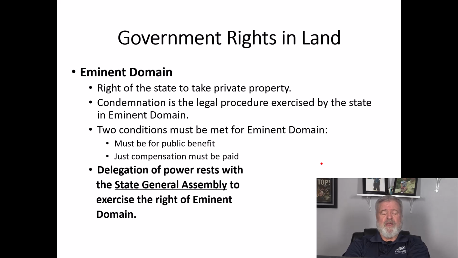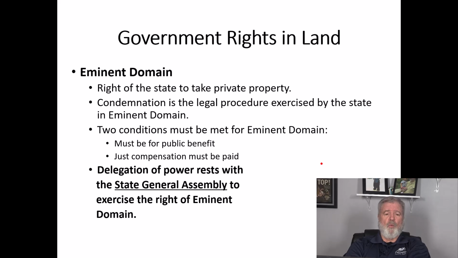The reason I want to make sure I bring that up is, y'all, again, on the state exam, they could use either one of these two words, and again, they're referring to the same thing. They may use the term in the question eminent domain. They may just use the term condemnation. Y'all, it's the same thing. They're dealing with the same thing, so don't let that confuse you.